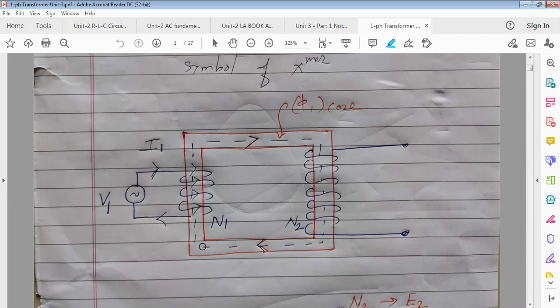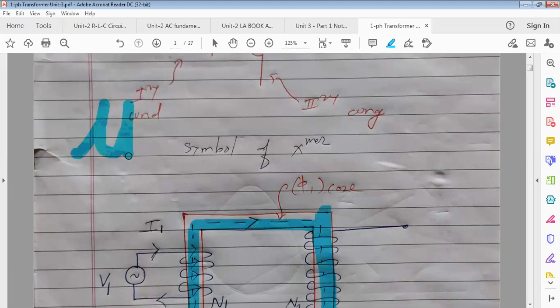Conductor, I told you, it is used for the flow of current because its conductivity is more and resistance is less, isn't it? Now this is the magnetic material. Core is made up of magnetic material, silicon steel. So for this magnetic material, the relative permeability mu r is very high, and as mu r is very high, opposition offered to the flow of flux will be very less.